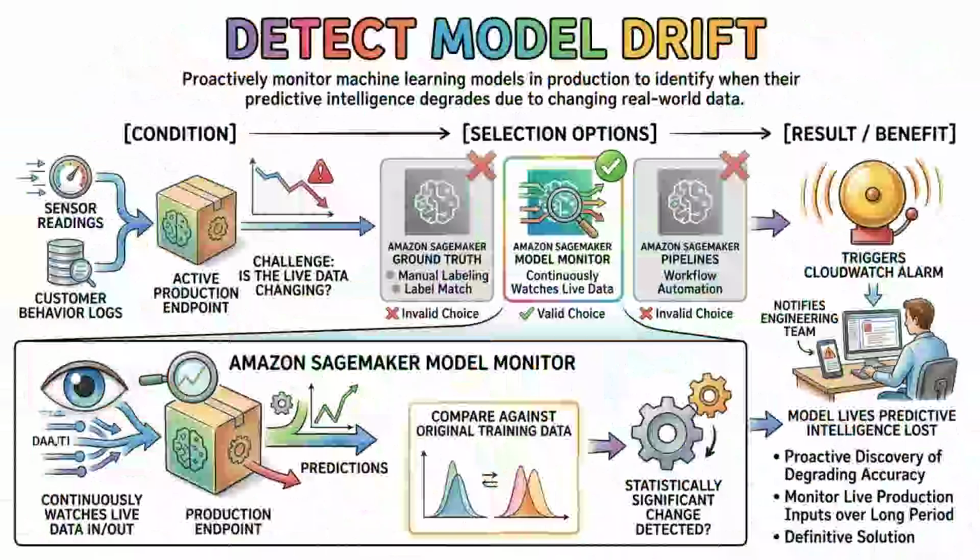To automatically detect this dangerous model drift before it ruins your business, you must strictly implement Amazon SageMaker Model Monitor on all your active production endpoints. Model Monitor continuously watches the live data flowing into your endpoint and the live predictions flowing out, comparing them constantly against the original historical data used during the training phase. If the system detects a statistically significant change in the numbers, it immediately triggers a loud CloudWatch alarm, notifying your engineering team that the model is actively losing its predictive intelligence. Whenever the exam asks how to proactively discover degrading accuracy or monitor live production inputs over a long period of time, SageMaker Model Monitor is the definitive solution.